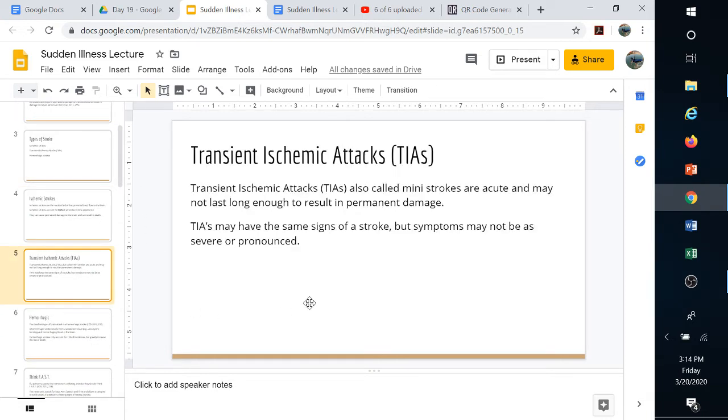Then you have a transient ischemic attack. If you've ever heard of somebody having a mini stroke, and I know of a couple of people that are younger in age that have had these TIAs, a lot of times it can be caused by supplements that they're taking. It can be caused, probably the most common is family history of TIAs. So you've got to be careful of medications you take, supplements you take.